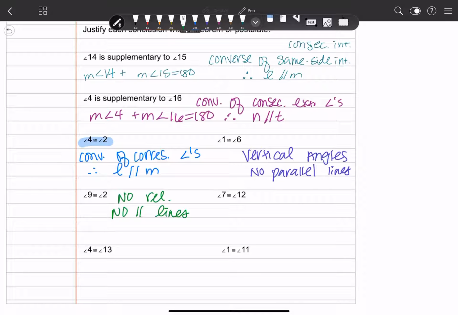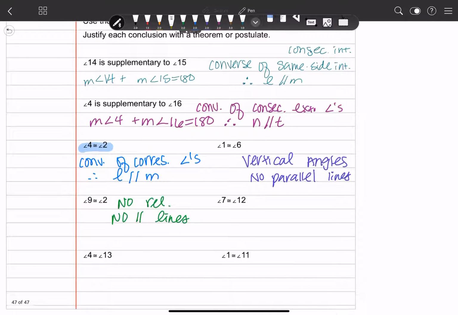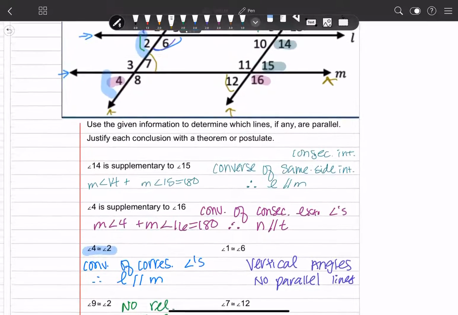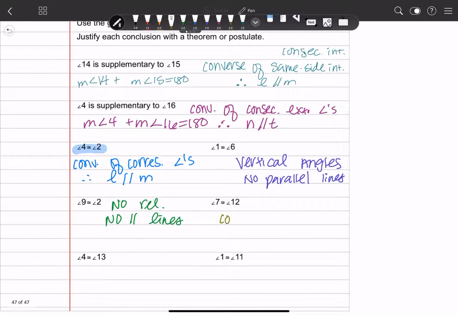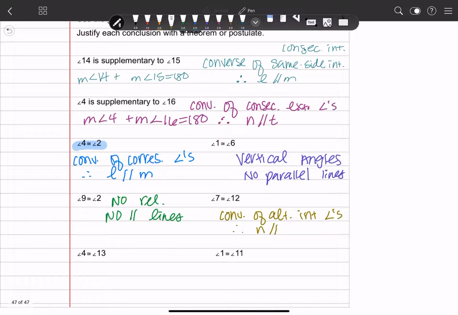All right, then we've got angle 7 is congruent to angle 12. All right, let's look at this one. Angle 7 is congruent to angle 12, which means our transversal is line M, and it's cutting lines N and T. And because these are alternate interior angles, we can use the converse of the alternate interior angles and prove that line N is parallel to line T.